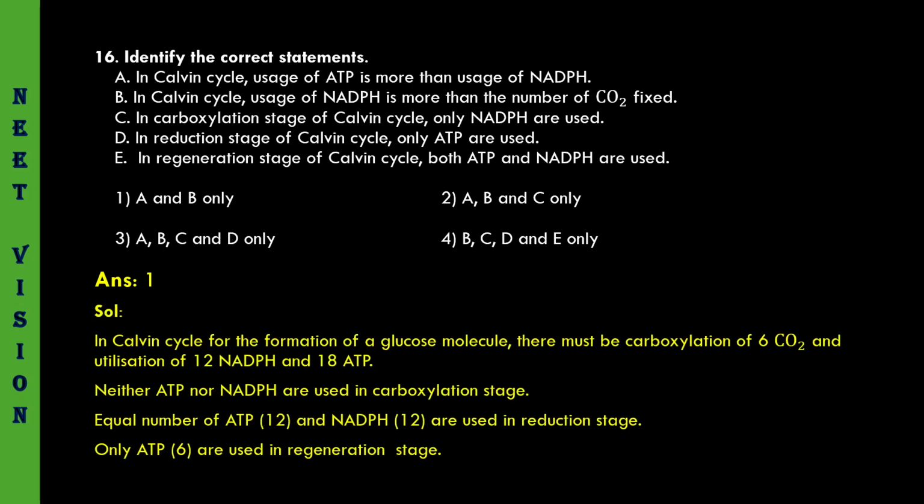First one is correct. It is explanation. In Calvin cycle, for the formation of a glucose molecule, there must be carboxylation of 6 CO2 and utilization of 12 NADPH and 18 ATP. Neither ATP nor NADPH are used in carboxylation stage. Equal number of ATP, that is 12, and NADPH are used in reduction stage. Only 6 ATP are used in regeneration stage. From this, it is very clear which statements are correct and which are wrong. Option 1 is correct, meaning A and B statements are correct.